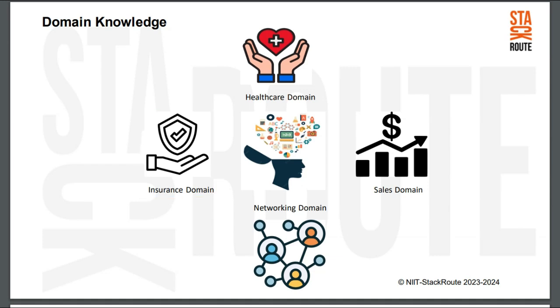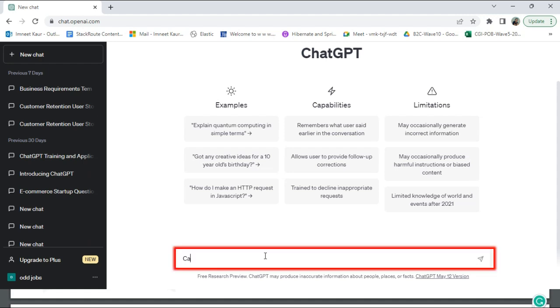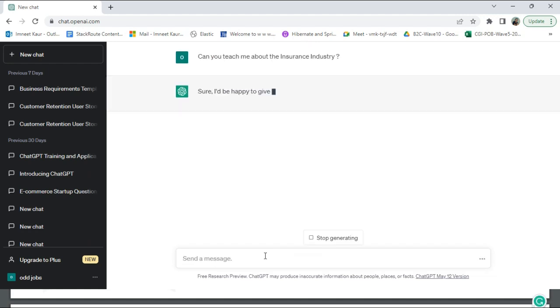So let's go to ChatGPT and we'll be doing the domain analysis, or the study of the insurance industry. For that, we will ask ChatGPT about the insurance industry with a sample prompt. So I'll just type in, can you teach me about the insurance industry? And just hit enter.